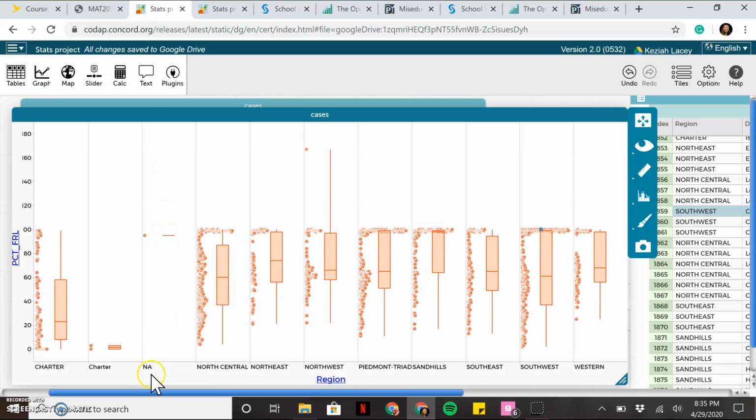So, this was my project for Math 2030 on the statistics unit, and my comparison between the different regions of North Carolina based on the percentage of free and reduced lunch in the North Central region and the Southwest region.